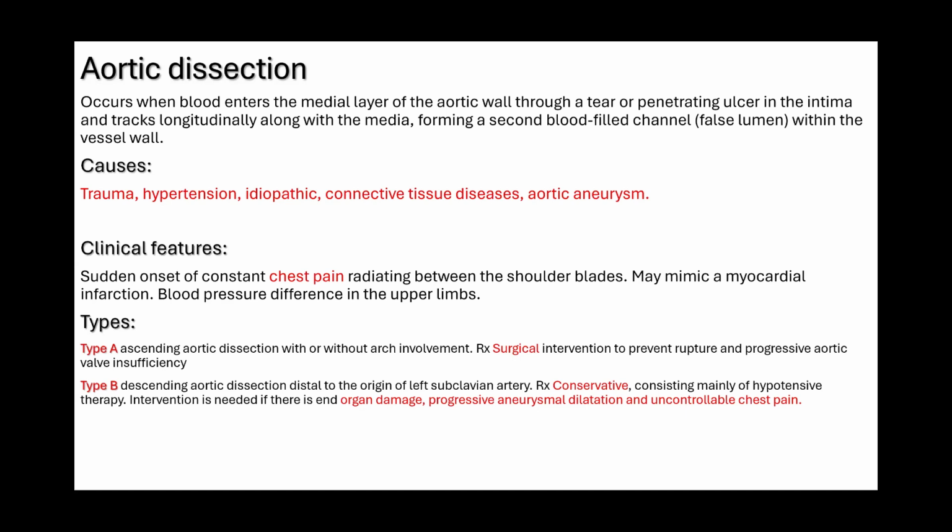We have different classifications regarding the aortic dissection. We have Stanford and we have DeBakey. We usually use Stanford in daily practice. So type A in Stanford represents involvement of the ascending aorta with or without involvement of the arch, and this is treated surgically. Type B, once it is involving the descending thoracic aorta, and this is treated conservatively, unless there is organ damage or progressive aneurysmal dilatation or uncontrolled chest pain.